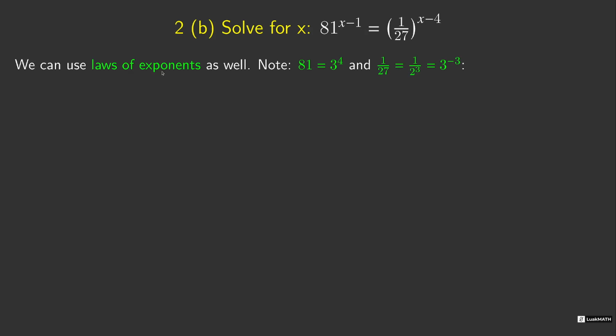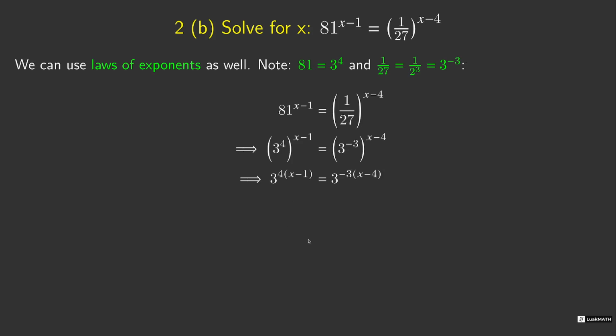Now we're using laws of exponents, as I said, and of course 81 you can write as 3 raised to 4. 1 over 27 becomes 3 raised to minus 3. Now what can we do? So I just rewrote the equation. I didn't do anything here. And in the next step, I plug in 81 equals 3 raised to 4 on the left hand side. On the right hand side, I write 1 over 27 as 3 raised to minus 3 right here.